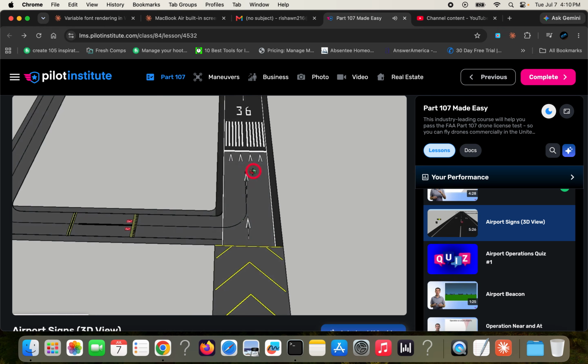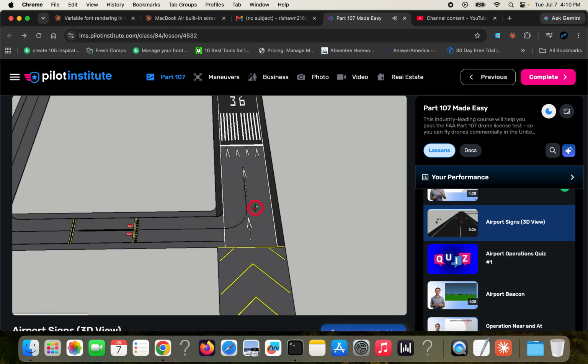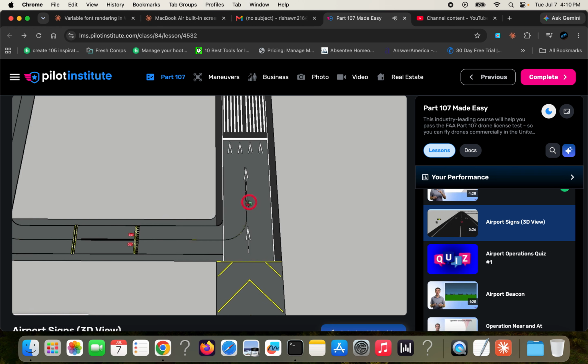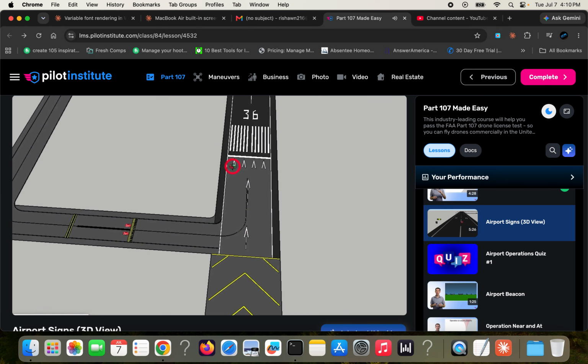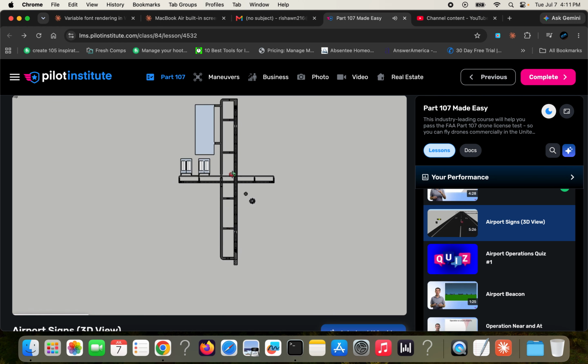I went in there and read the advisory circulars on how to create airports, and I have some background obviously with my degree and everything. But so here you have it. This is my airport, and I'm going to show you this view right here. This is the layout.